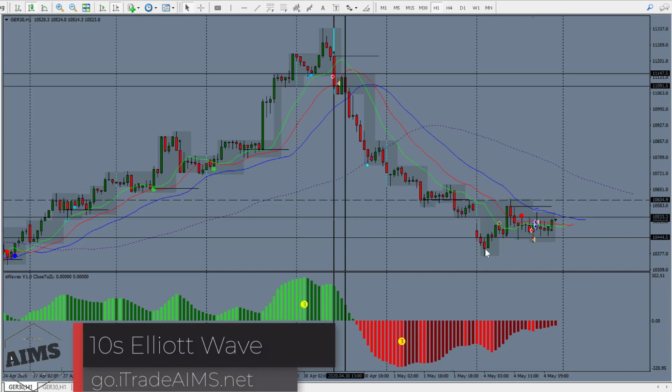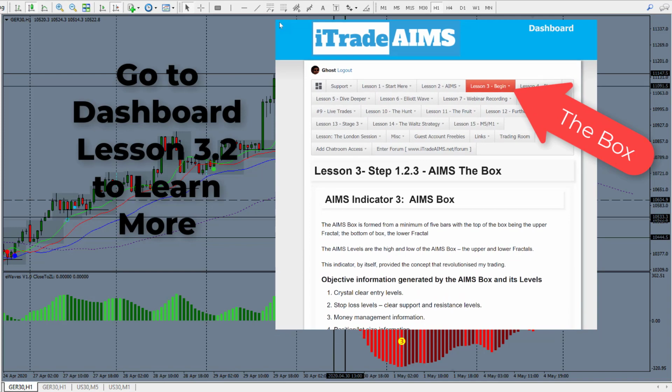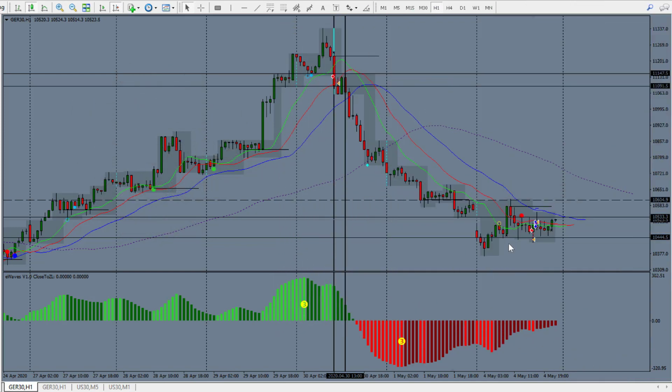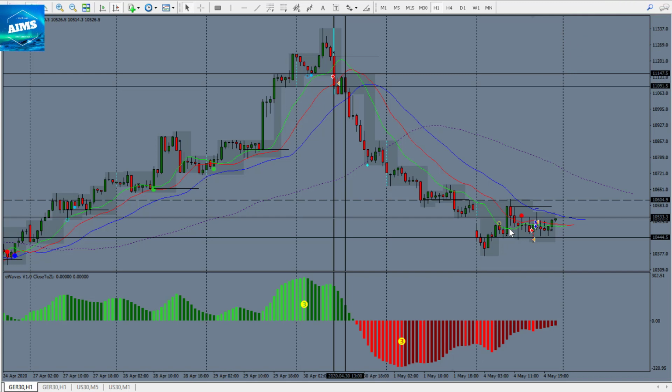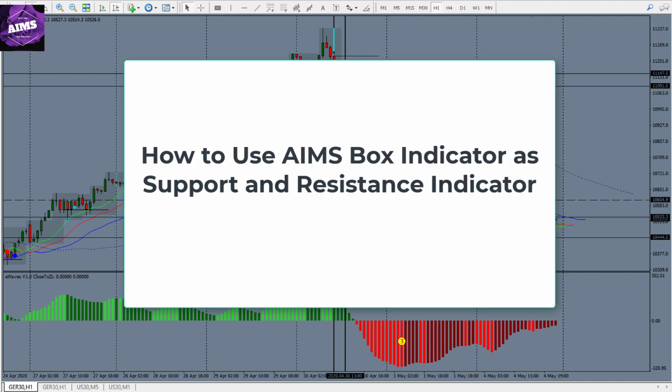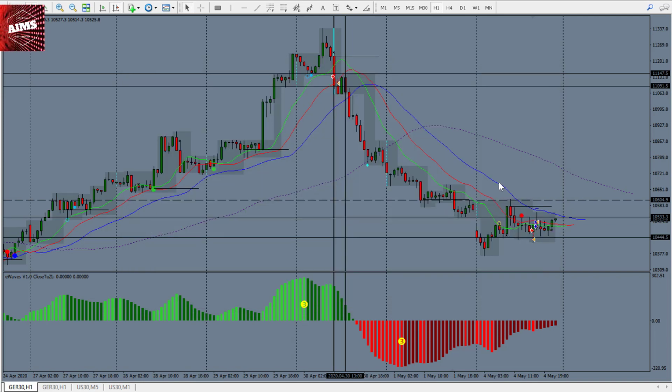So today I'm going to show you how we can use the AIMS box indicator and its box levels, the high and the low, how they are actually very good support and resistance levels. You can use these levels instead of any other levels, and how I use them before the London Open to establish take profit levels, use them as classic support and resistance, which is, you can avoid taking trades right next to these levels, or you can use them as targets.